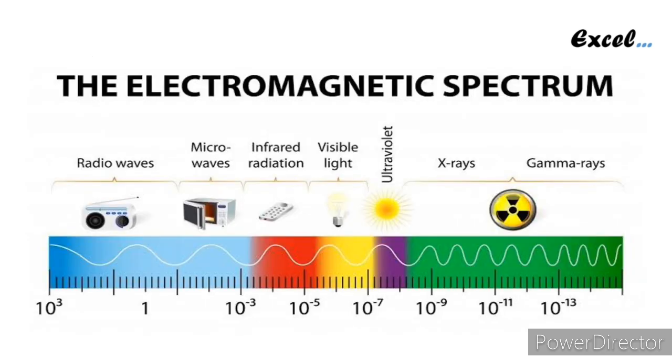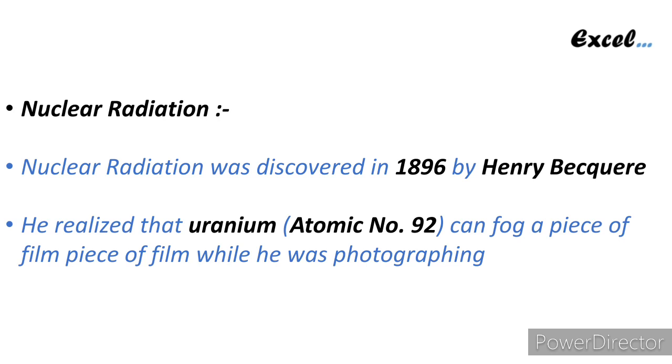We can also see that there is gamma radiation in the frequency spectrum, which is an ionizing radiation, or what we know as nuclear radiation, which is very harmful. Nuclear radiation is the second type of radiation. Nuclear radiation happens because of unstable nuclei which want to become stable and therefore release subatomic particles from the nucleus. It was discovered in 1896 by Henri Becquerel when he realized that uranium, which has atomic number 92, can fog a piece of film while he was photographing.